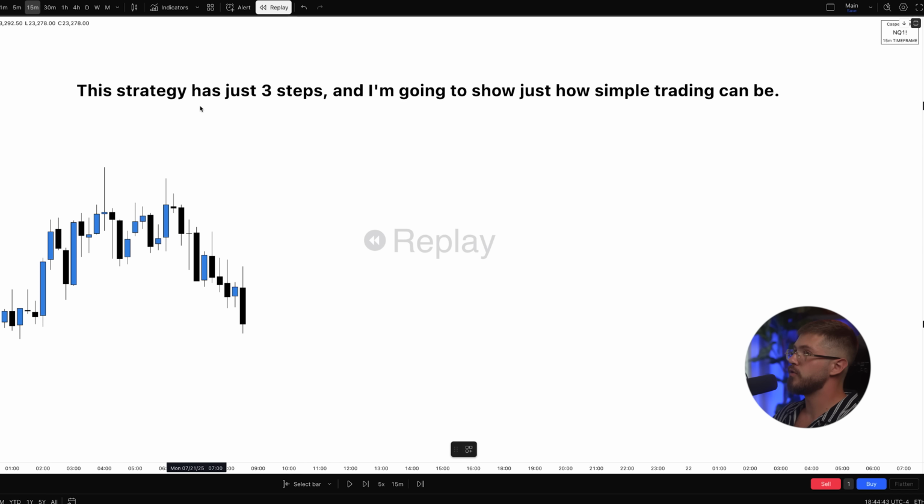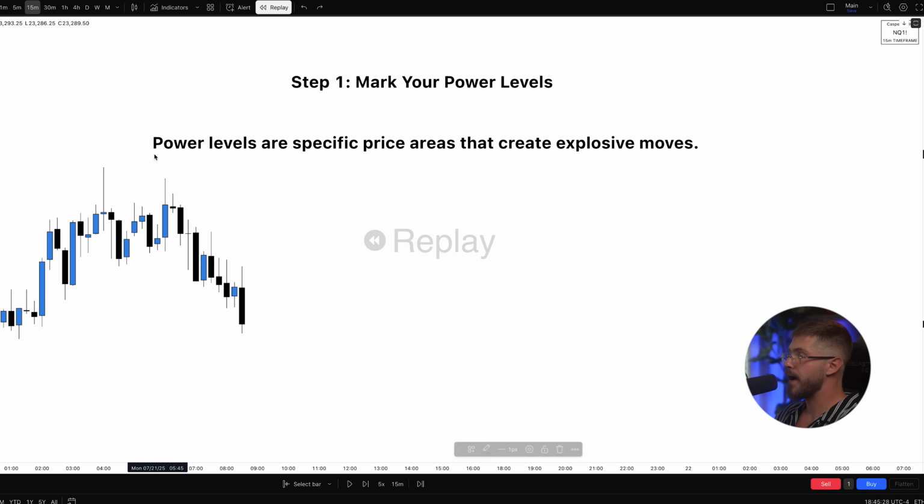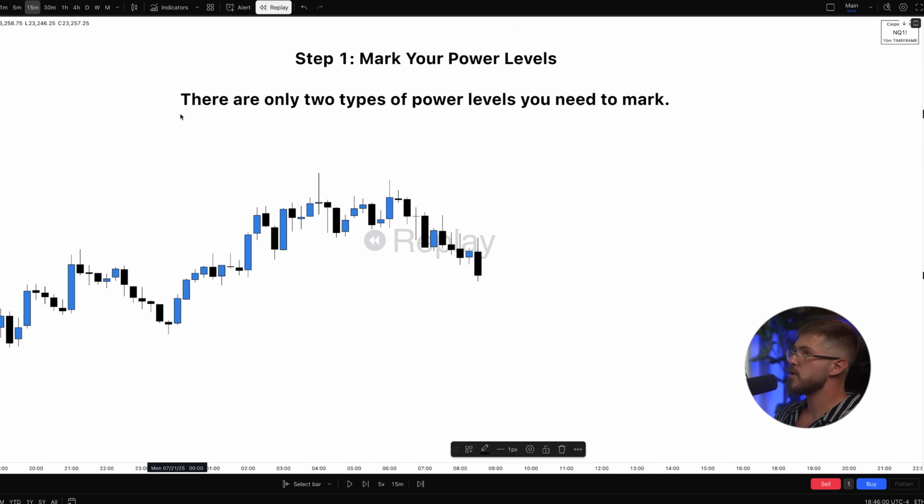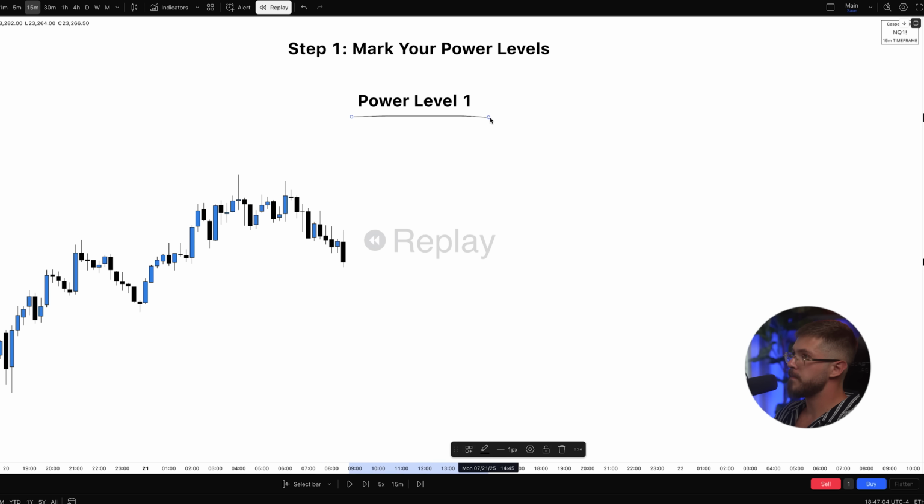This strategy has only 3 steps, and I'm about to show you just how simple trading can actually be. Power levels are specific price areas that create explosive moves. There are only 2 types of power levels that you need to mark to find winning trades. To mark power level number 1, the first step is to make sure we are on the 15-minute chart. This means each candle you see represents 15 minutes of time.